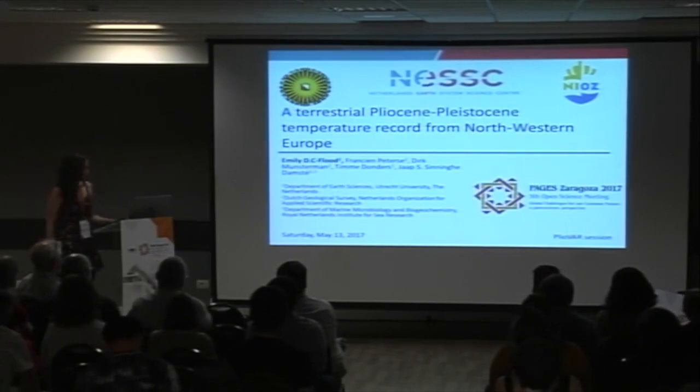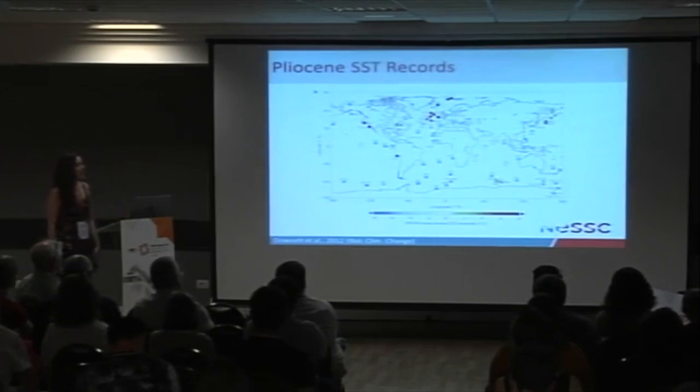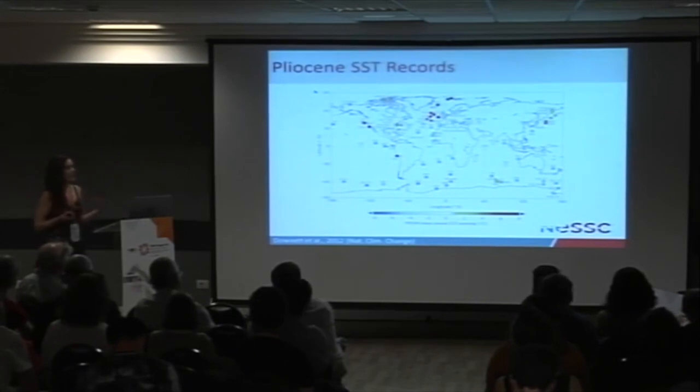So we do know quite a lot about Pliocene sea surface temperature. These are the PRISM-3 sea surface temperature records. You can see that they're really nicely globally distributed.